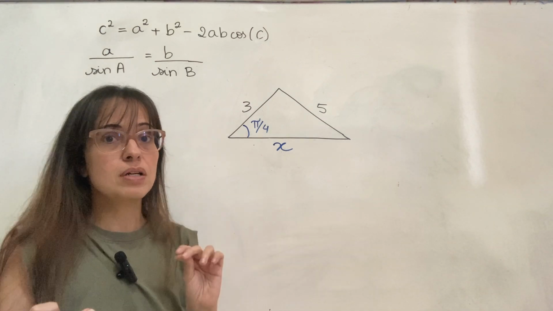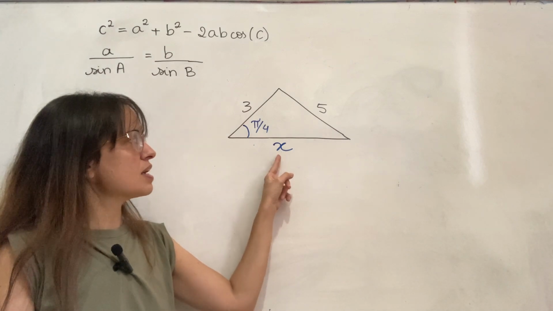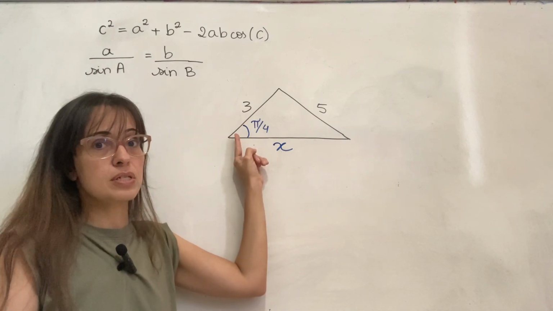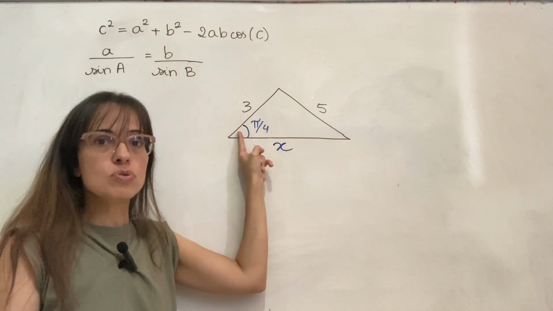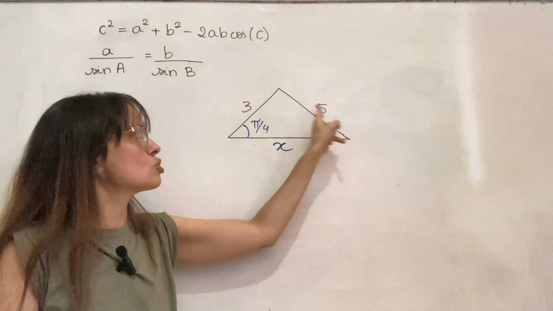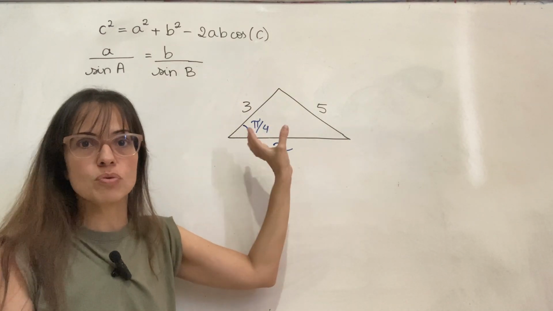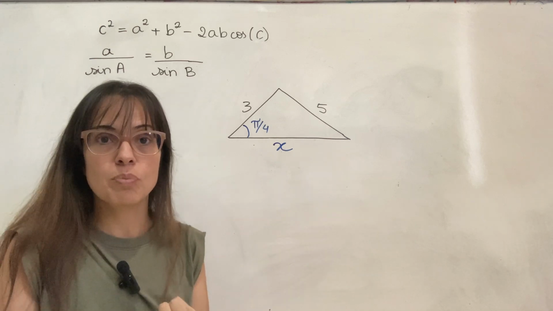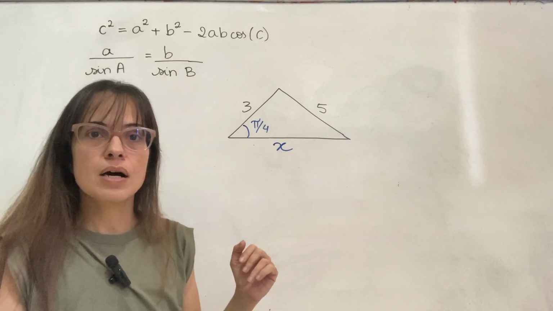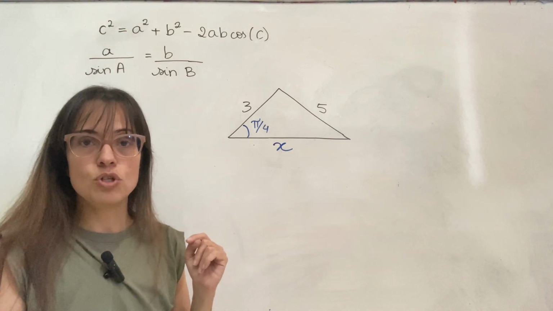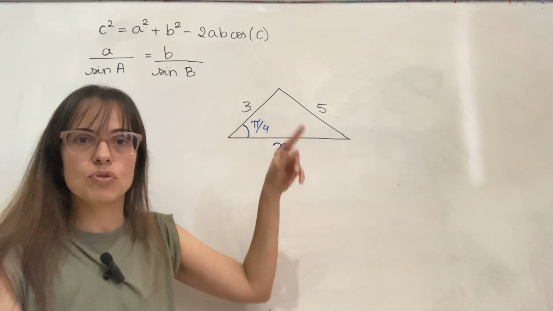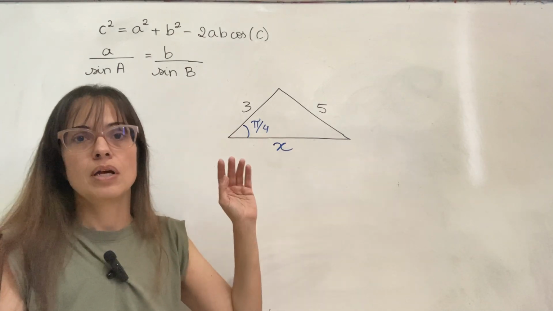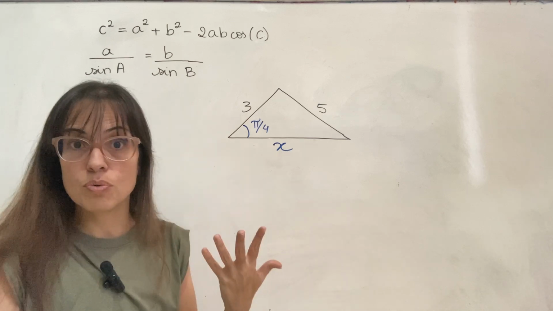But I chose to make it a little bit more difficult because the side that I want is not opposite to the angle that I have. So I still have to start with the side that is opposite to the angle I have. So that means that I have to start by writing 5 squared. And I still can't use sine rule in this situation because it's still involving 3 sides and only 1 angle. And in order to use sine rule, you need 2 angles.